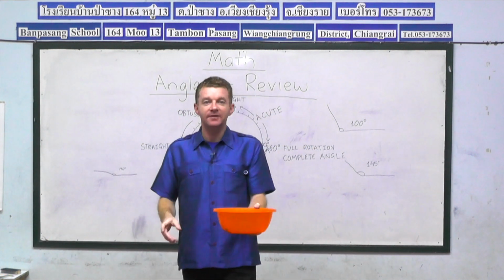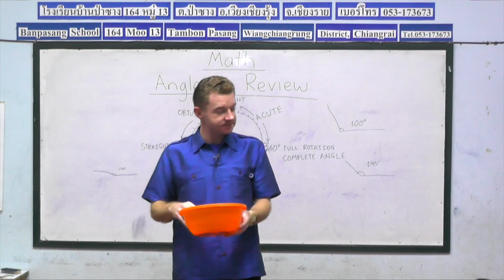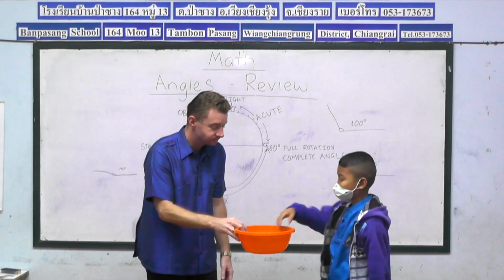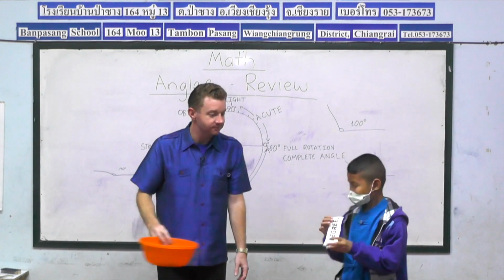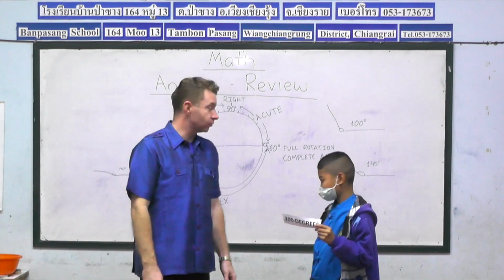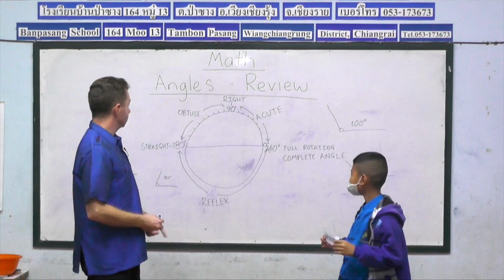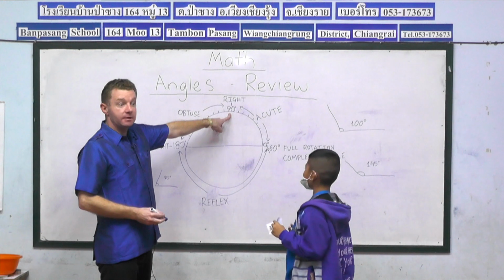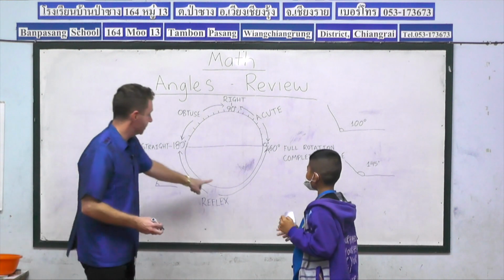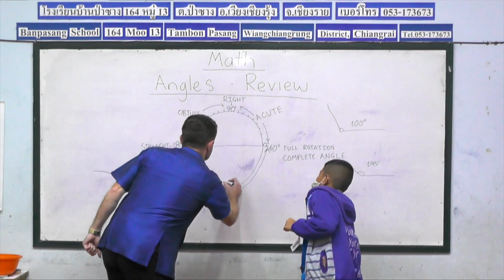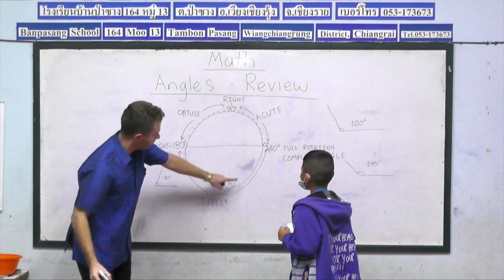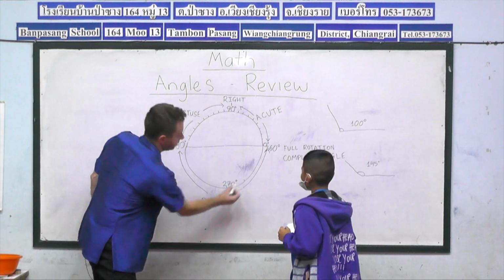Now I would like to invite Pangpon to come and join me at the front of class. Now it's Pangpon's turn to choose a flashcard. How many degrees? 300 degrees. Wow, 300 degrees. Okay, so we've got one right angle, 90 degrees. Two right angles, 180 degrees. Three right angles, 270 degrees here. So Pangpon has to draw an angle of around 300 degrees.